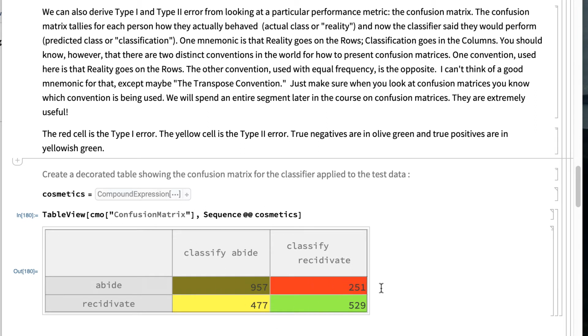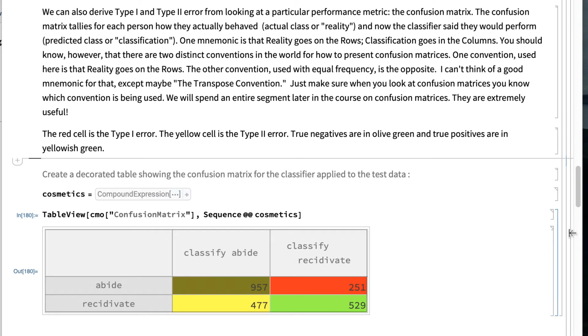But we can use this to read off those type 1 and type 2 errors. Type 1s are in the first row, this off-diagonal element, 251. Type 2s are in the second row, this off-diagonal element, 477 here.